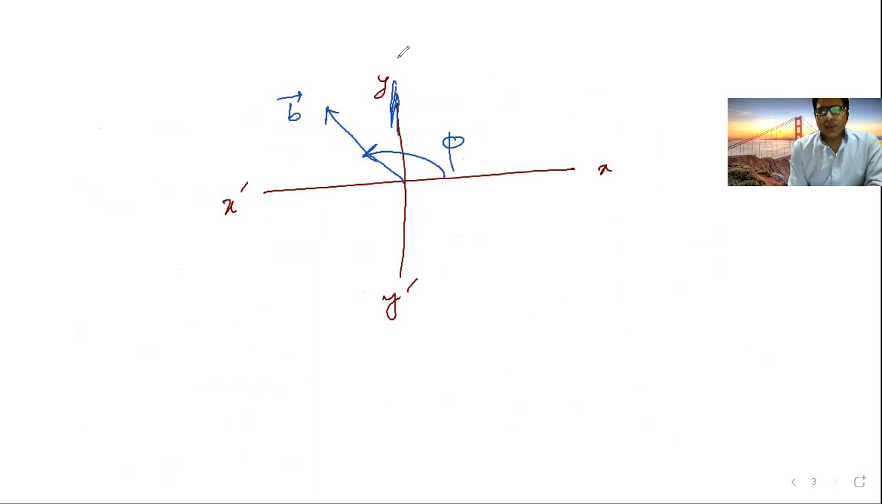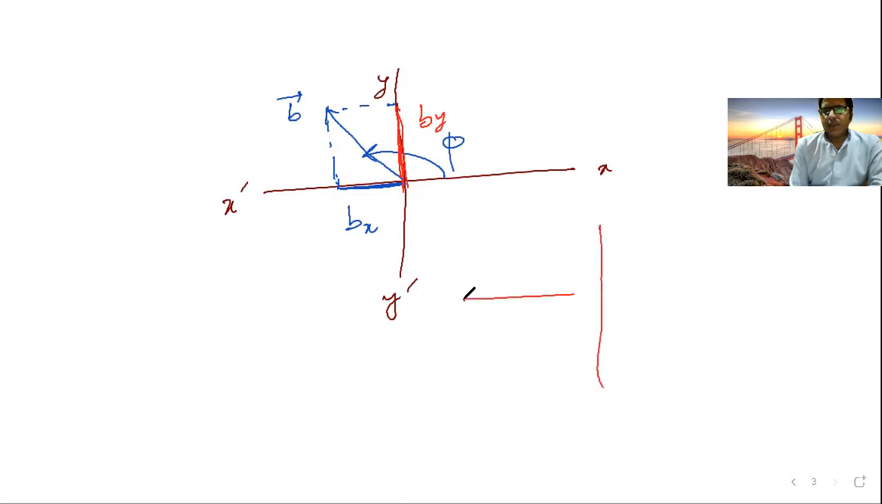Let me create it first. Then I have to select this color first. Then I will select this color. Now I draw perpendicular on y, perpendicular on x. So this length is bx, and this length is by. See, vector b lies in second quadrant. Its x component is negative. Its y component is positive.